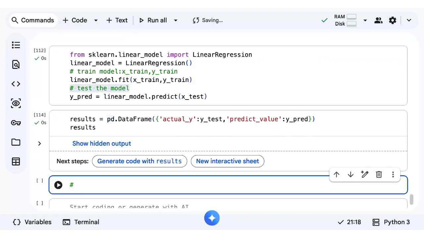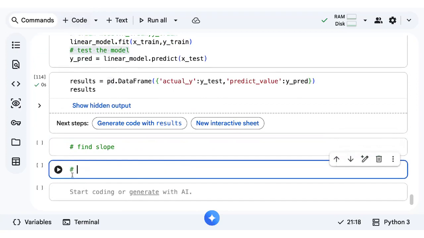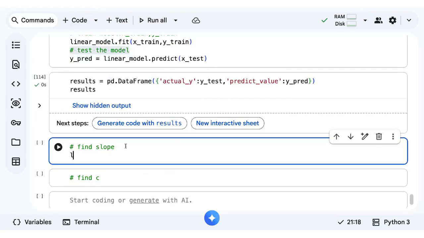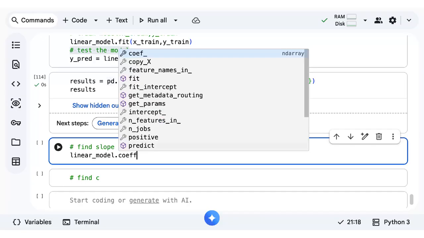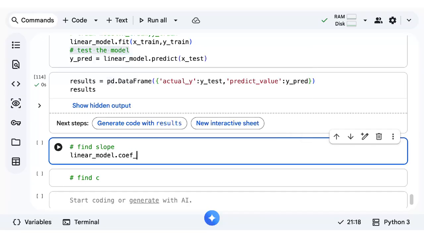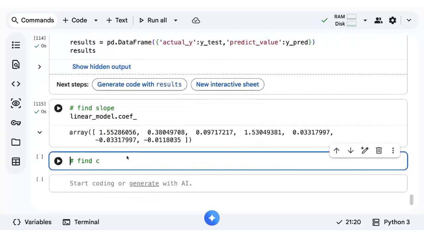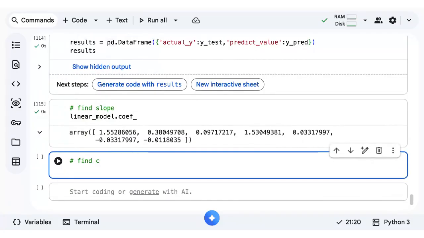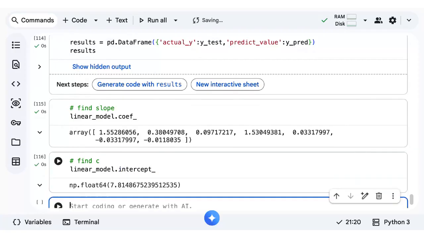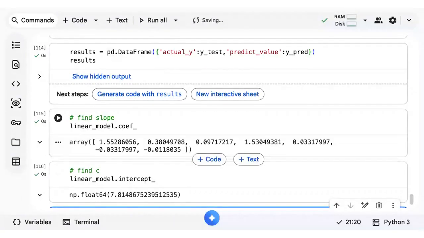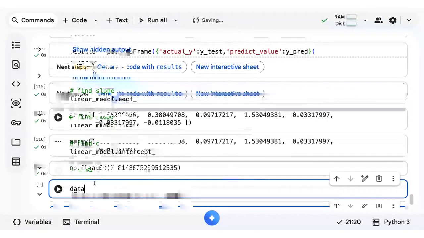M and C. Yeah, I'll show how to find them. Your model has been built now. You want to see the M and C values? Simple. Call your model dot coef underscore. It's giving all the slopes, and to find the intercept, just call linear model dot intercept underscore. See, one single C value and multiple M because your data has multiple columns. Now for every column, it's giving a slope.